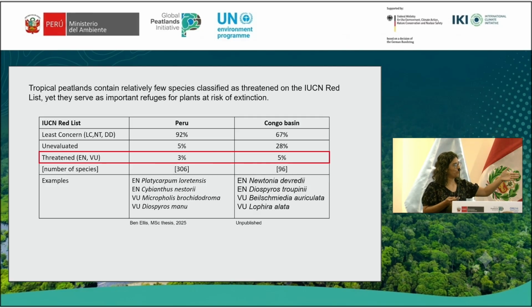So in Peru, where we have more plots, we have more or less 300 species that we have been checking the conservation status of, based on the IUCN Red List categories, and we see that only 3% of these species are under the category of endangered or vulnerable. And in the Congo, with just 96 species that we found in these plots with the project, only 5% as well. It's very low. So what we said is that even though few of these species are threatened, these peatlands serve as important refuges for plants at risk of extinction.